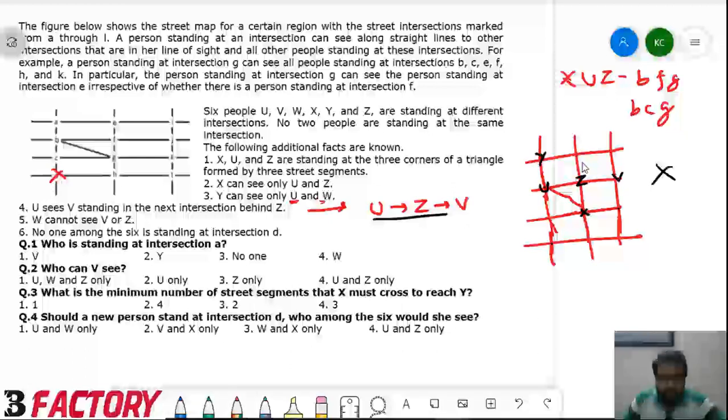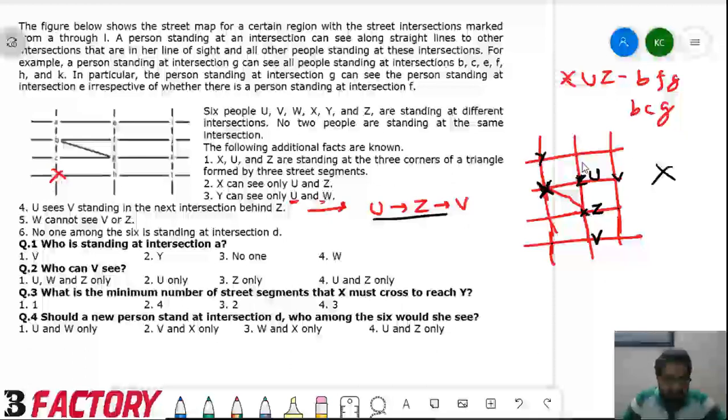Now, what if our U is here at this position? If U is here, then we have to have Z and V here. Then X is here. In that case, where will be our Y? If I put Y here, then Y can see Z and V. If I put Y here, then Y can see X. So the only place left for Y is this place.